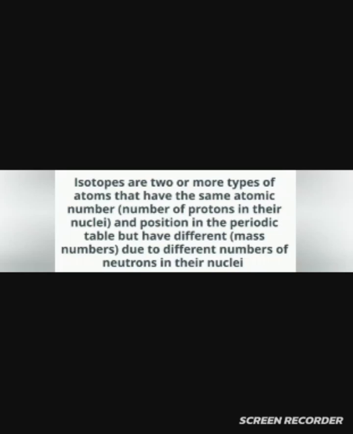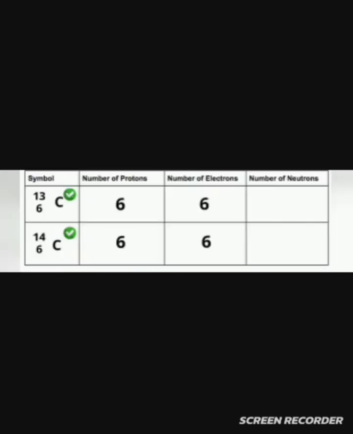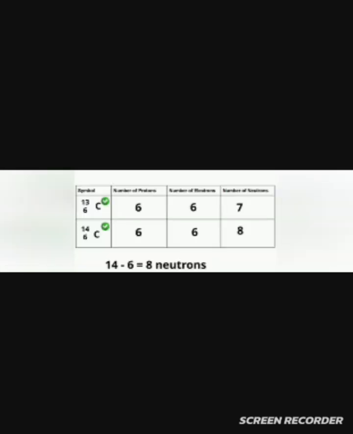Is it possible that we look at some other examples? Yes, we can. In this case here, we are having our atom as carbon. You can see we have carbon 13 and we have carbon 14. Both of them have 6 protons and they have 6 electrons. But when we get to the number of neutrons, carbon 13 has 13 minus 6, which gives us 7 neutrons, while carbon 14 has 14 minus 6, which gives us 8 neutrons.